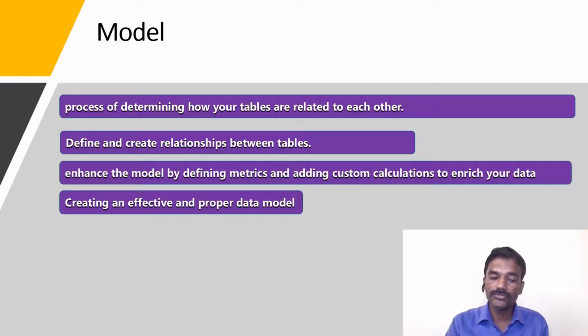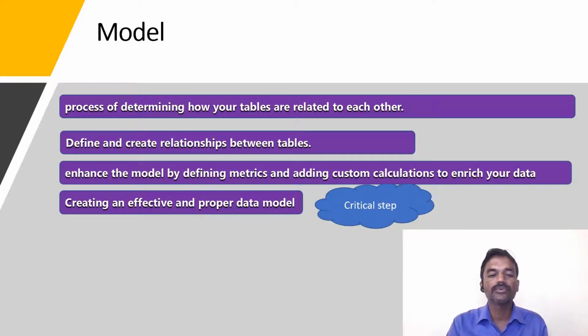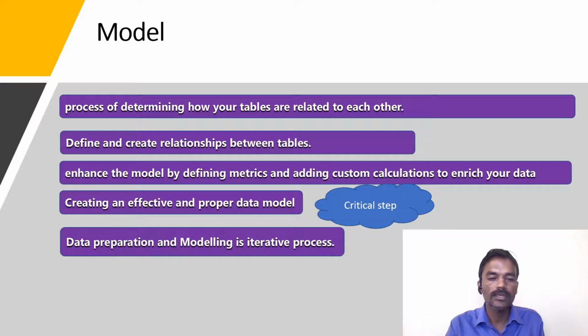We need to understand this is a very important and critical step, creating an effective and proper data model. Whatever data model we are creating, it should be effective. Effective means the performance should not take too much time loading and transforming the data. Whenever the data is getting created in our data model, we should do it in an effective way that does not slow down the data transformations. Data preparation and modeling is an iterative process.